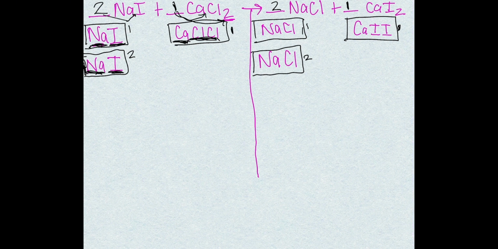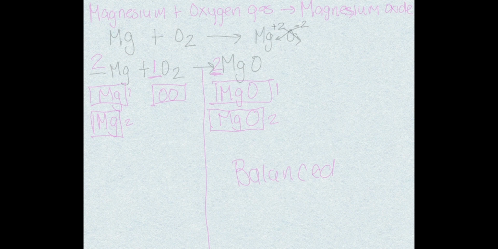Okay, so we have magnesium plus oxygen gas yields. Okay, I ran out of space. I wrote that too big. Let me write it smaller.